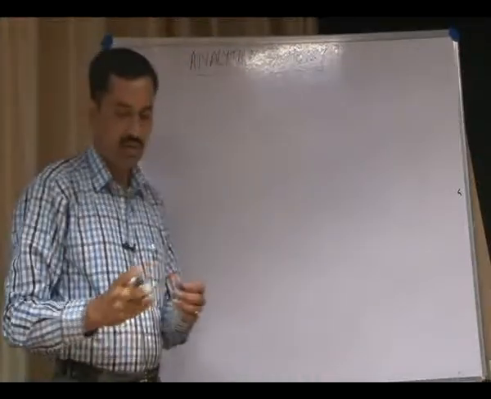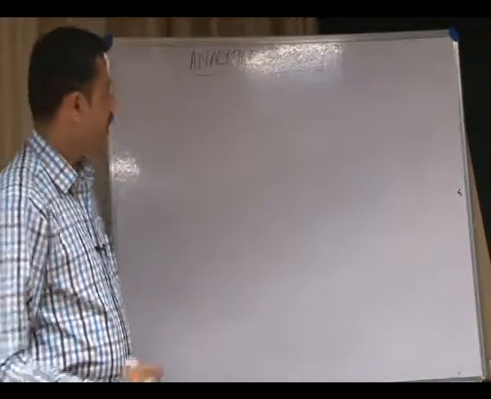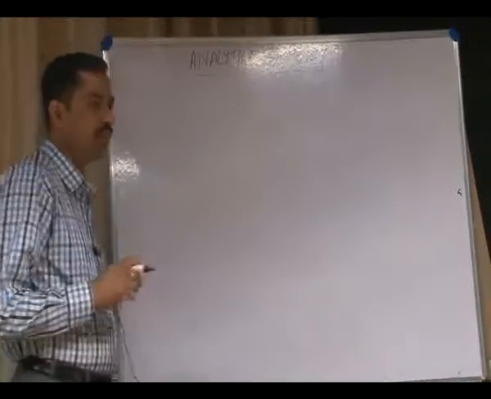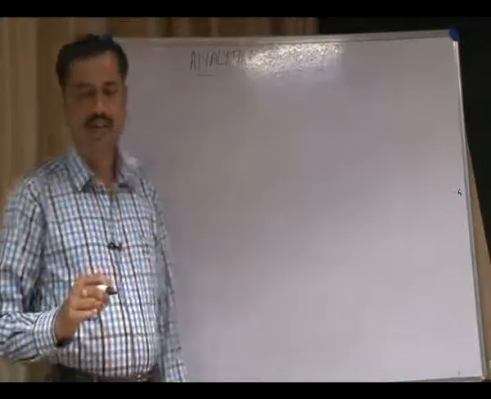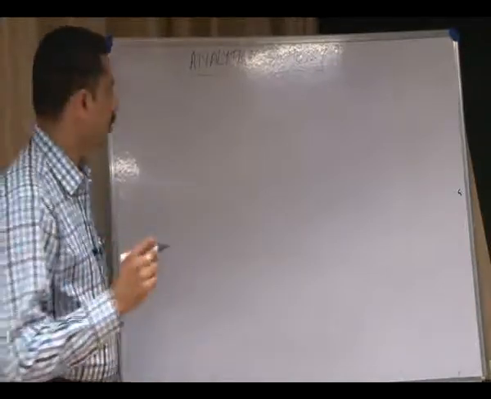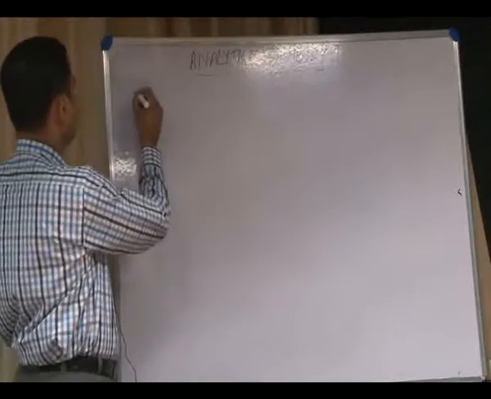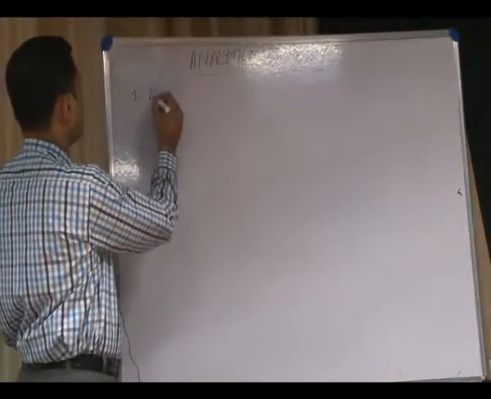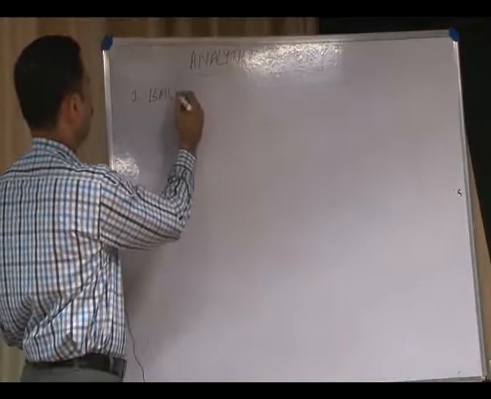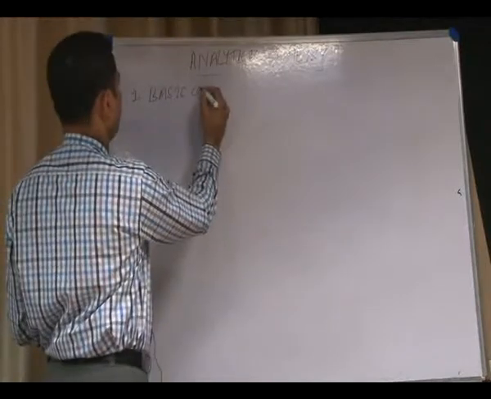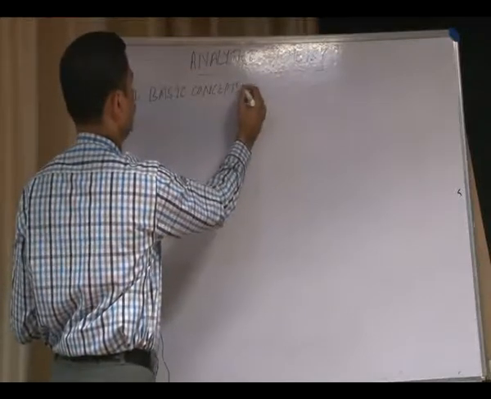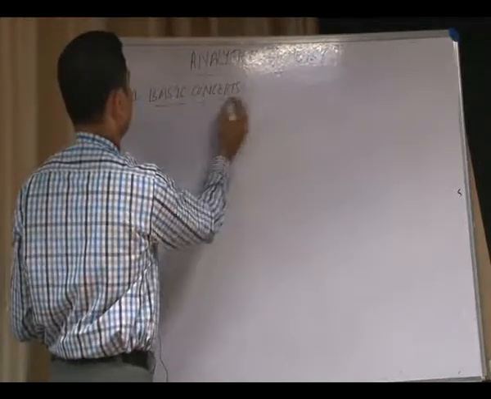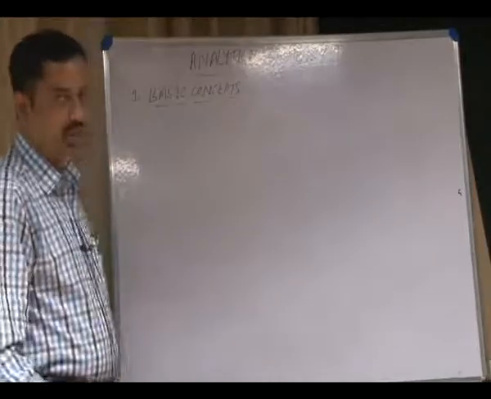So today we are going to discuss analytical geometry. There are two chapters: one is basic concepts of analytical geometry and the other one is straight lines. First, today I will take up the first chapter, that is basic concepts of analytical geometry.